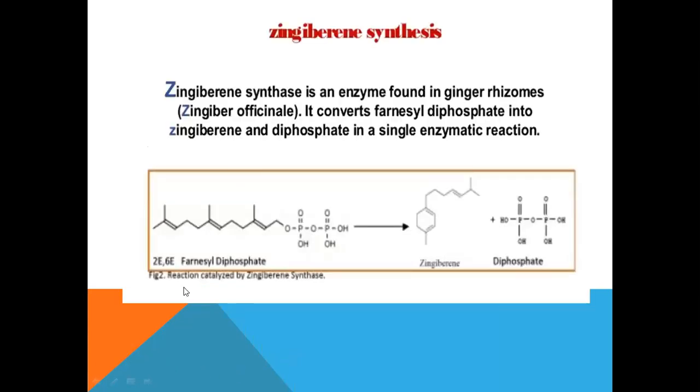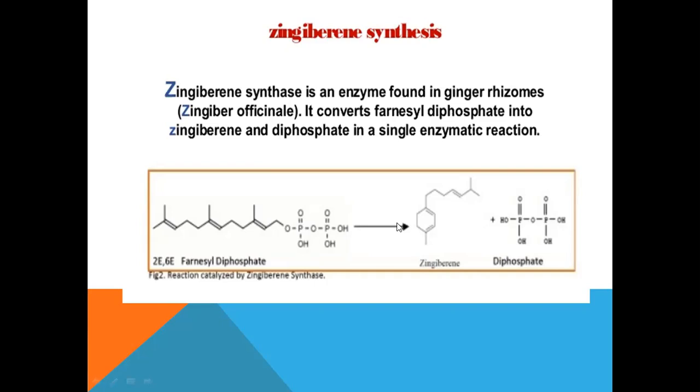Then coming to the synthesis of gingiberine. Gingiberine synthase is an enzyme found in ginger rhizomes, and it converts farnesyl diphosphate into gingiberine and diphosphate in a single enzymatic reaction. So we are discussing how gingiberine is synthesized in the plant. In the plant we find farnesyl diphosphate. This is the structure of farnesyl diphosphate.